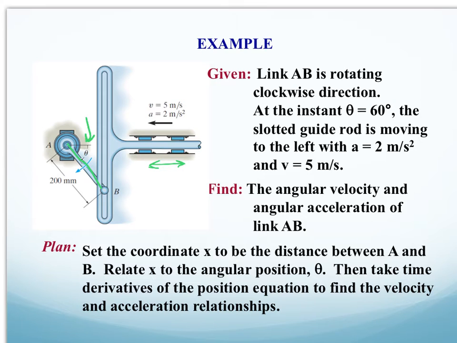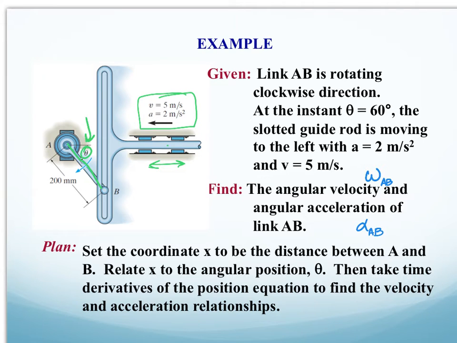In this question, when this angle theta, this angle right here, is equal to 60 degrees, we're told that this is moving to the left with a velocity of 5 meters per second and an acceleration of 2 meters per second squared. And so we want to figure out, given that information, what is the angular velocity, omega, of AB, and the angular acceleration of AB. So how are we going to do that?